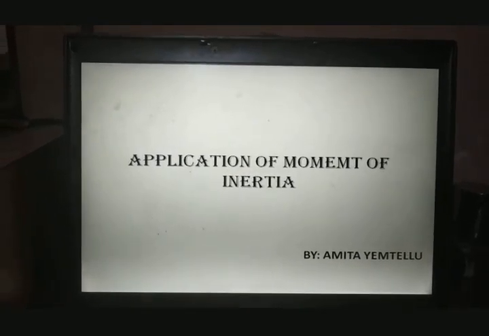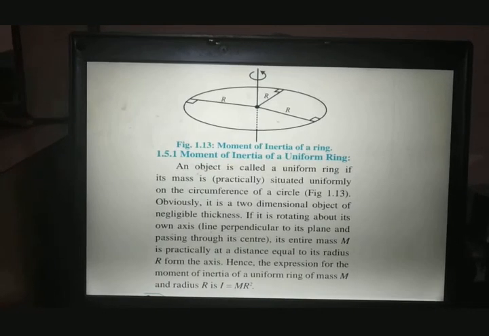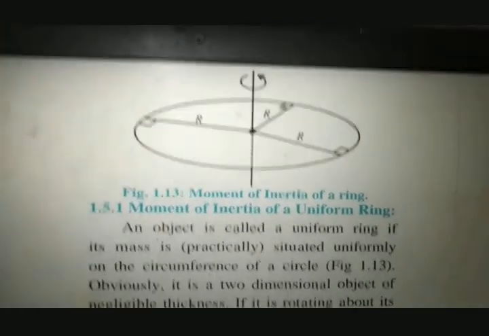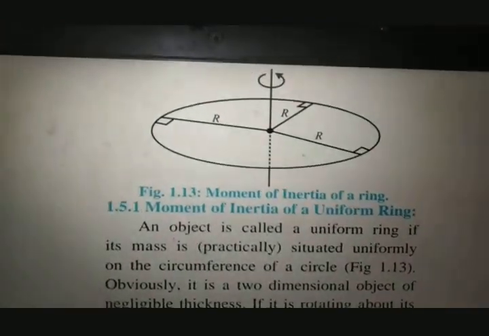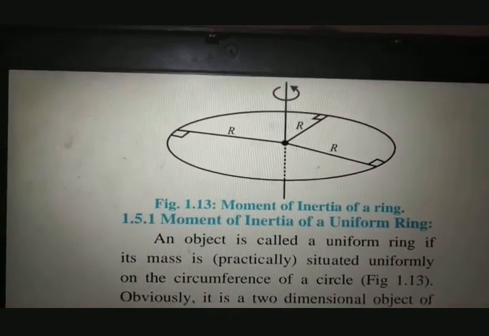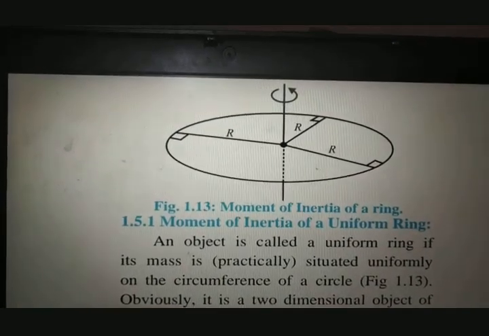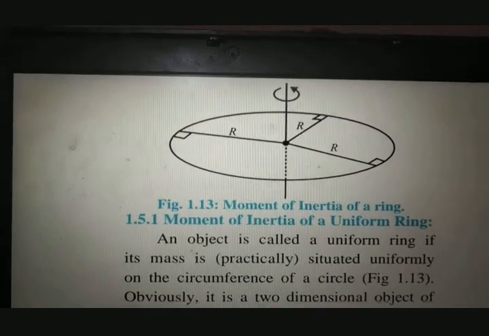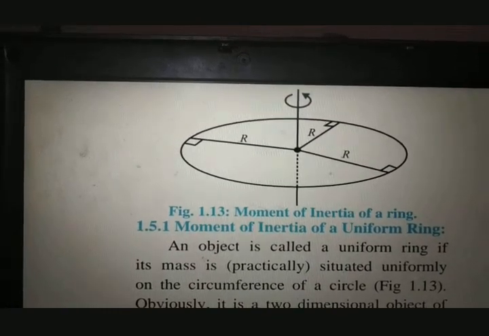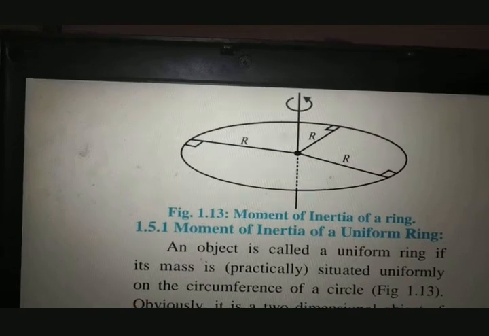Hello everyone. So today we'll start with applications of moment of inertia. The first application is the moment of inertia of a ring. As you have seen in the definition, and we have even derived one formula, I is the summation of m_i r_i square. Using that formula we can find the moment of inertia of any object like a ring, disc, cylinder, solid cylinder, hollow cylinder and many more.